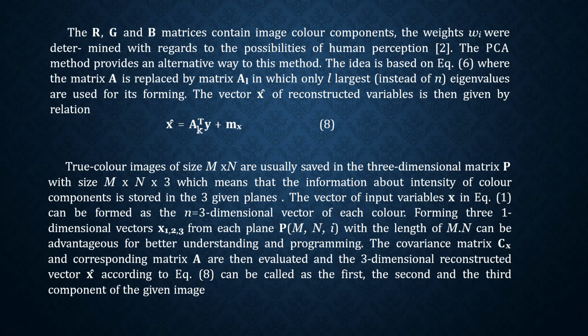True color images of size m cross n are usually saved in a three-dimensional matrix P with size m cross n cross 3, which means that the information about the intensity of color components is stored in three planes. The vector of input variables x in equation 1 can be represented as n equals three-dimensional vectors of each color, forming three one-dimensional vectors x1, 2, 3 from each plane P of m, n, i with the length of mn, which can be advantageous for better understanding and programming. The covariance matrix Cx and the corresponding matrix A are then evaluated, and the three-dimensional reconstructed vector x according to equation 8 can be called the first, the second, and the third component of the given image.